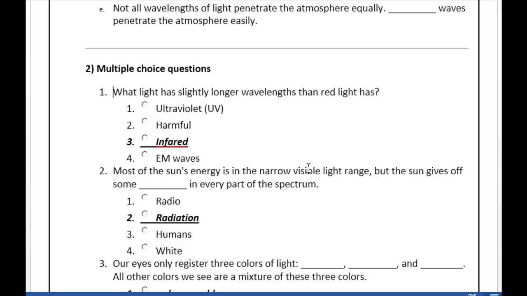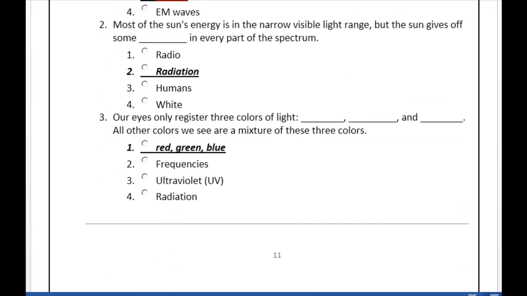Most of the sun's energy is in the narrow visible light range, but the sun gives off some in every part of the spectrum. Radiation. Number 3, our eyes only register 3 colors of light. What are the 3 colors? Red, green, and blue.